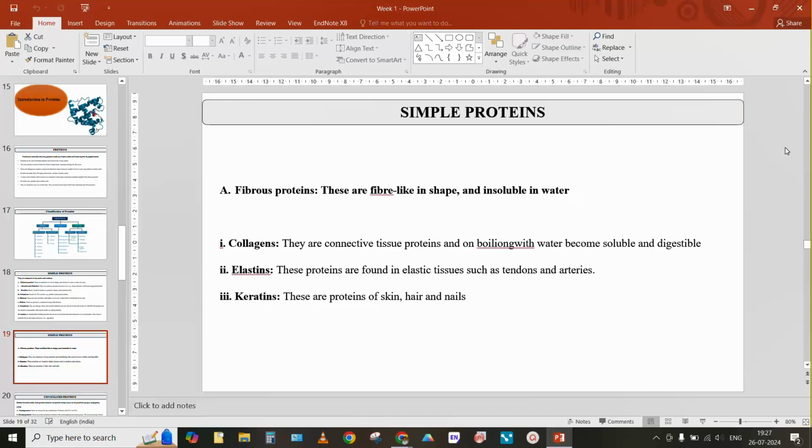And the last is keratins. Mostly I've heard about keratin when it comes to hair. People often say hair fall is because of keratin. It is a hair protein. So that is what keratin is. Keratin is found in the proteins of skin, hair, and nails.